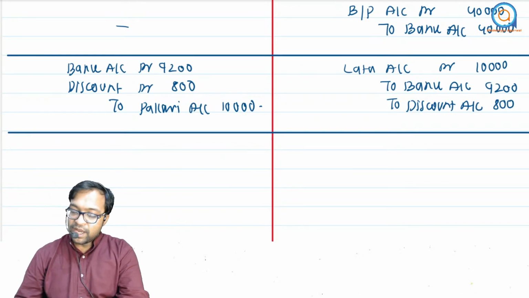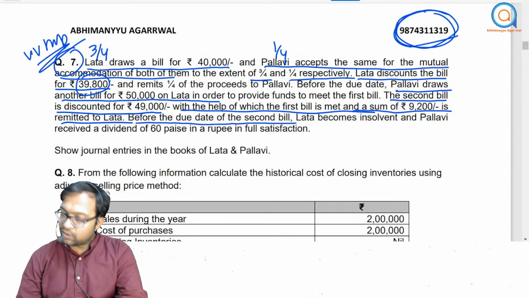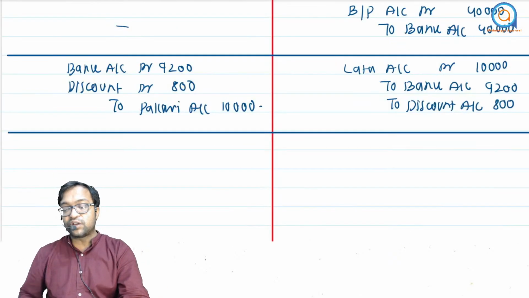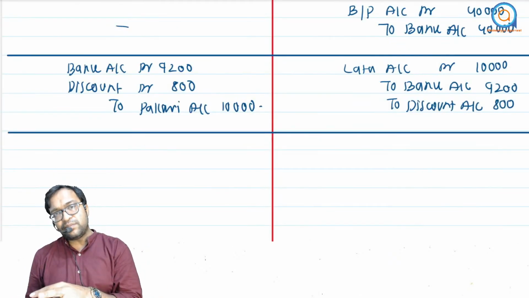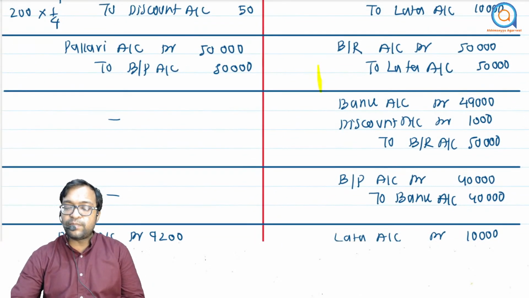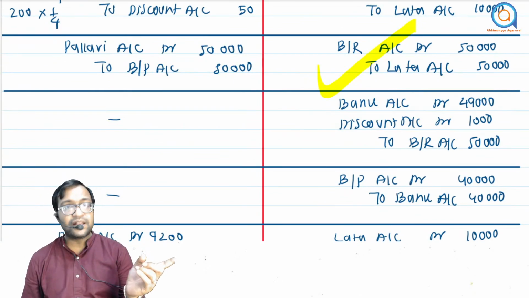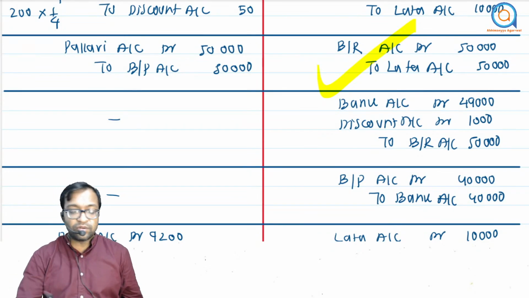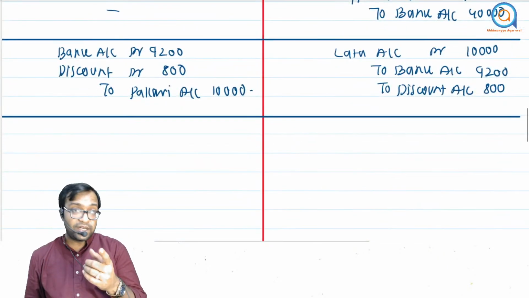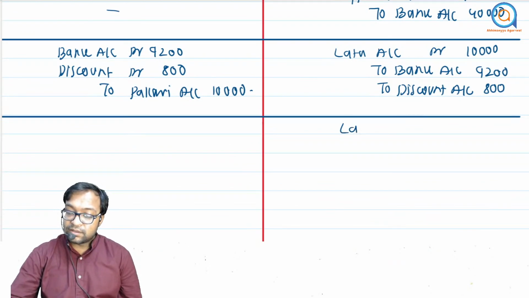Okay, sir. Next, what, sir? Before the due date of the second bill, Lata became insolvent. So can I say my second bill will also get dishonored? Now this second bill was drawn by Pallavi, accepted by Lata only, no? And this bill was discounted. So can I say this is a discounted bill dishonor? For discounted bill dishonor, the entry is drawee to bank. So who is the drawee here? Lata. So Lata account debit.